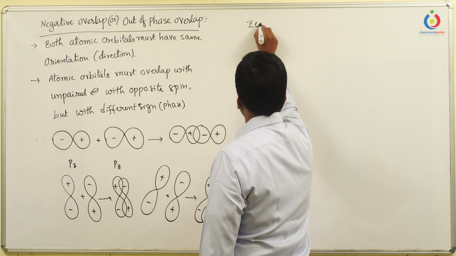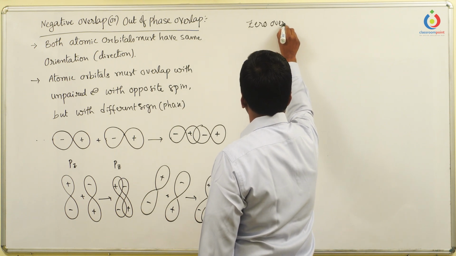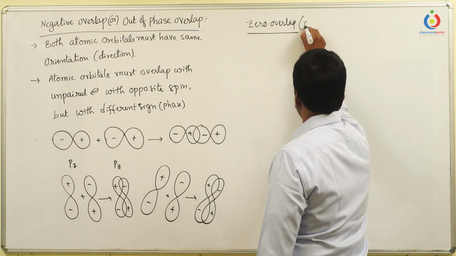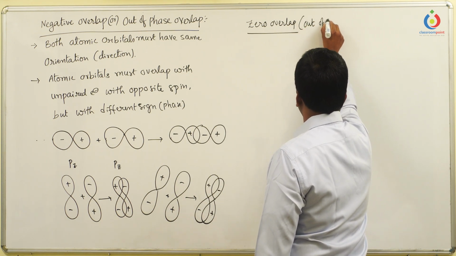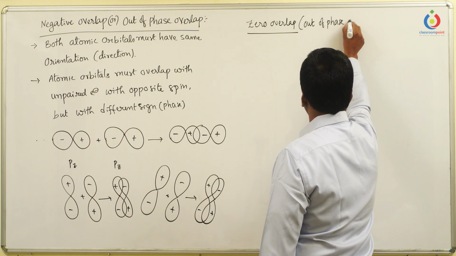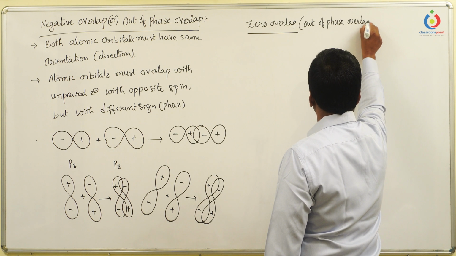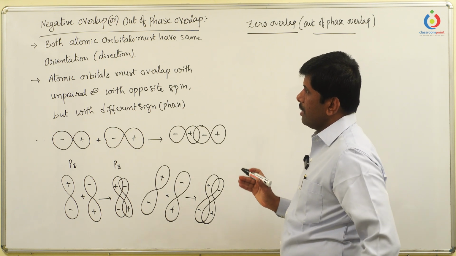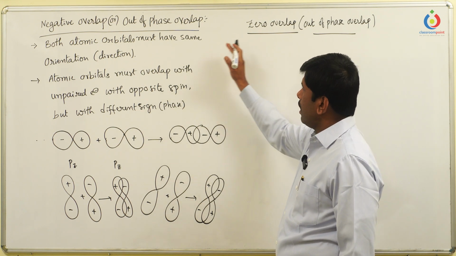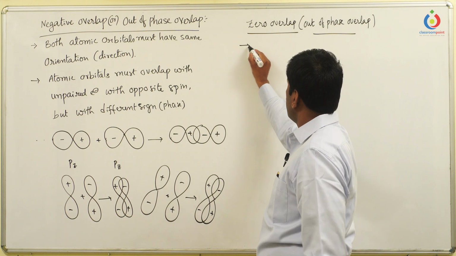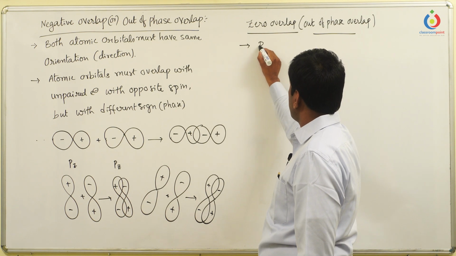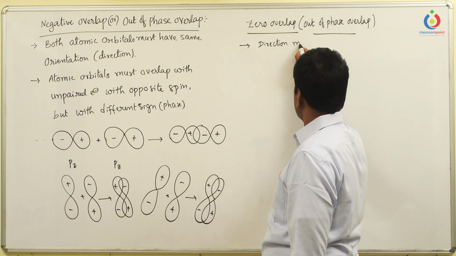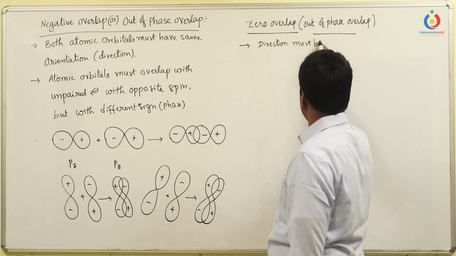And the next one is zero overlap. This can also be considered as out of phase overlap. Then what are the differences and similarities between negative overlap and zero overlap? In zero overlap, the direction must be opposite, that means the direction must be different.